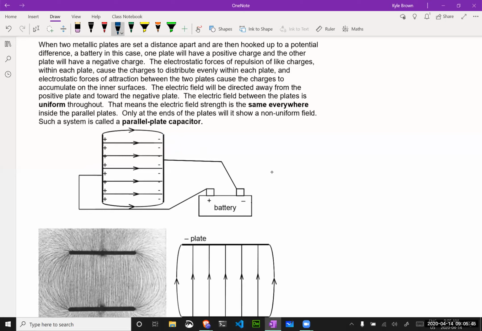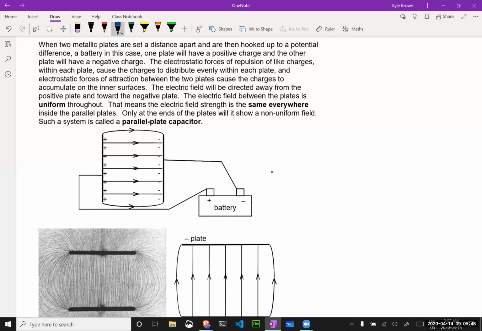But it might also say in the question that some object is 3 centimeters from one plate. You need to know that the distance in this equation is the distance between the plates, not the distance from the object to the plate. So just make sure you get that distance figured out in there.